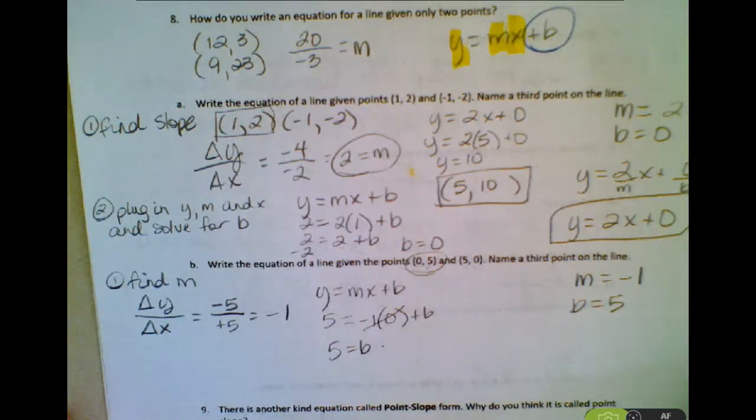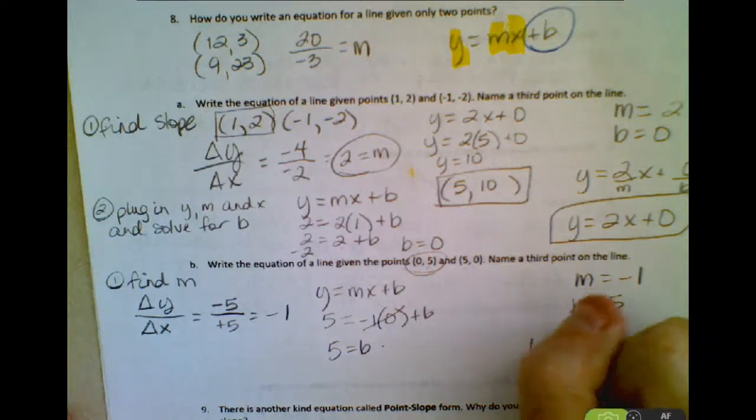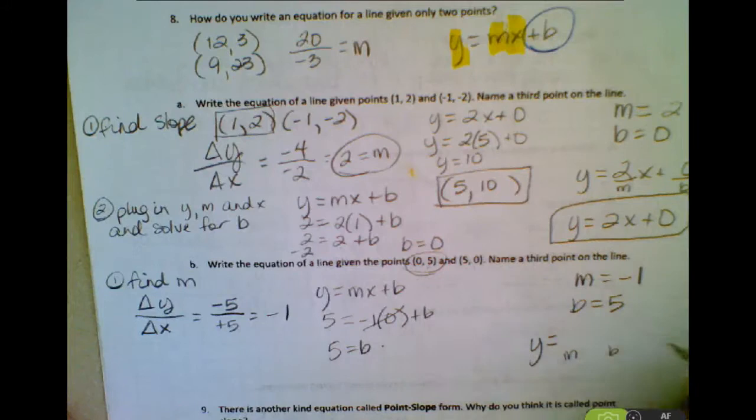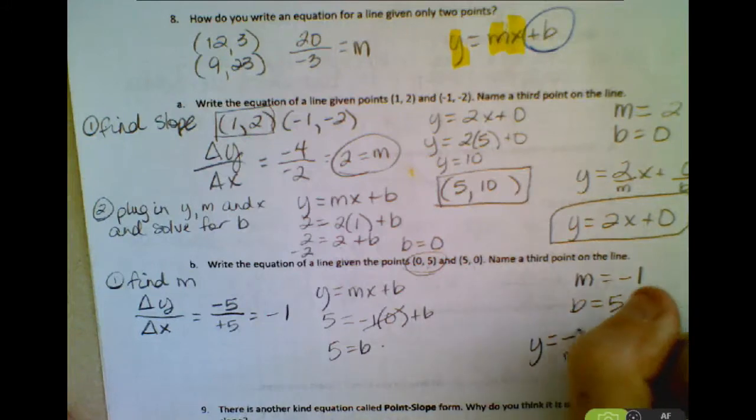Who wants to write that equation for me? Filling in the blanks. Y equals, well, negative x, or negative 1x, plus 5. You're just filling in the blanks.